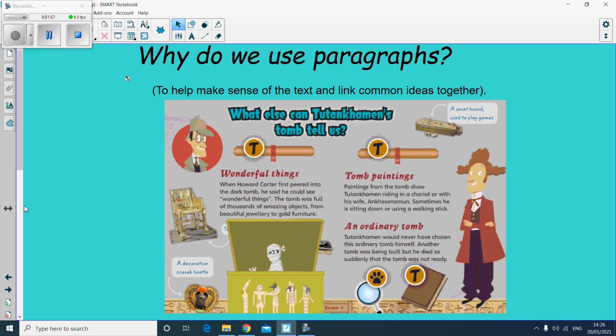And so today we're looking at paragraphs. So why do we use paragraphs? Well, we use paragraphs to help us to make sense of text, and we link common ideas together. So in this screenshot from our ebook, we can see we have 3 different paragraphs. In this paragraph here, it's talking all about the wonderful things. In here, we're talking all about the tomb paintings, and here all about the ordinary tomb. So you can see that all the ideas are linked together that are to do with the title.